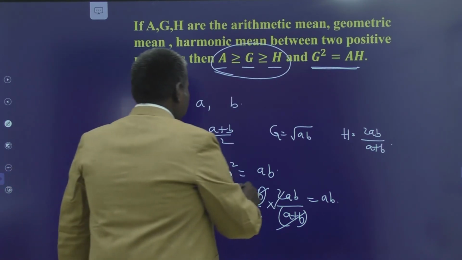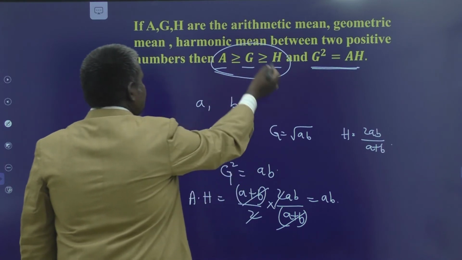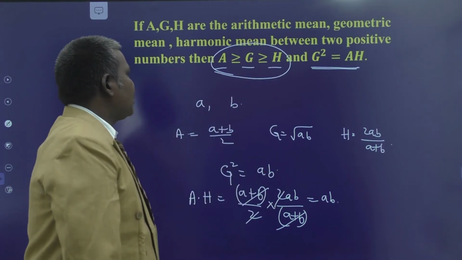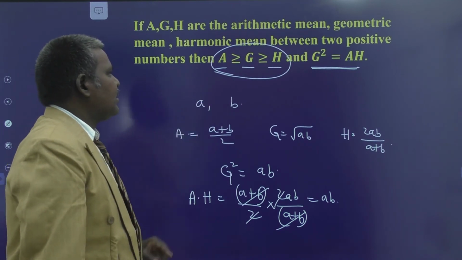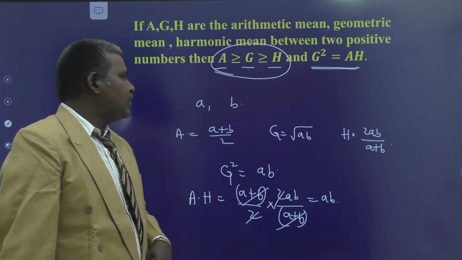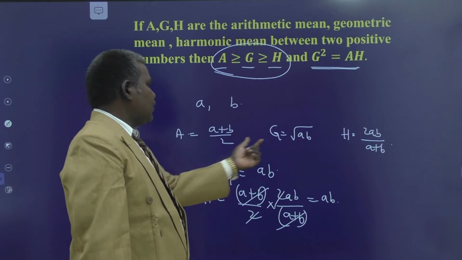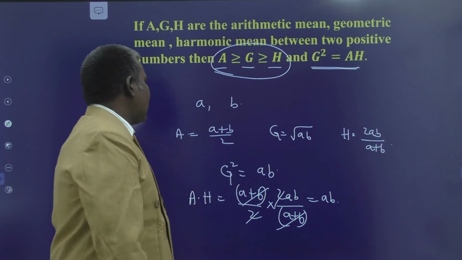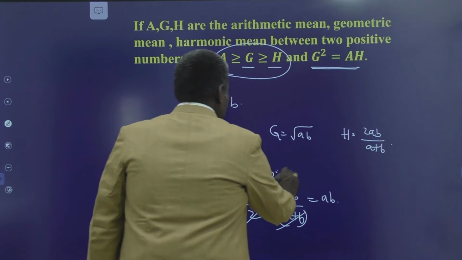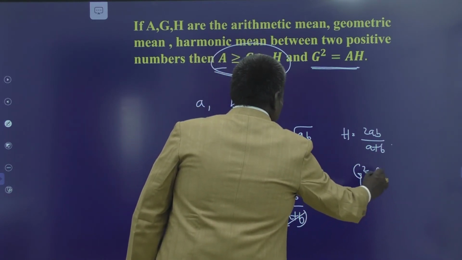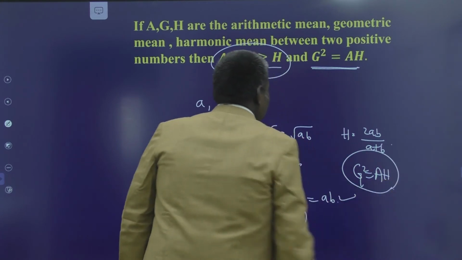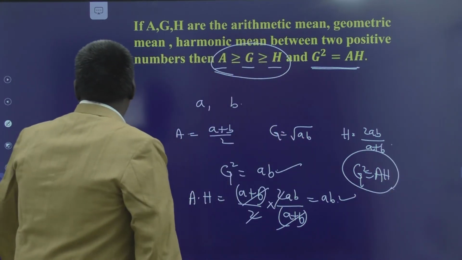Suppose A, G, H are arithmetic, geometric, harmonic means of two numbers A and B. We have the relation G square is equals to AH. A is arithmetic mean, G is geometric mean, H is the harmonic mean. G square is equal to AB, AH is also AB. Therefore, G square is equals to A times H. Okay.